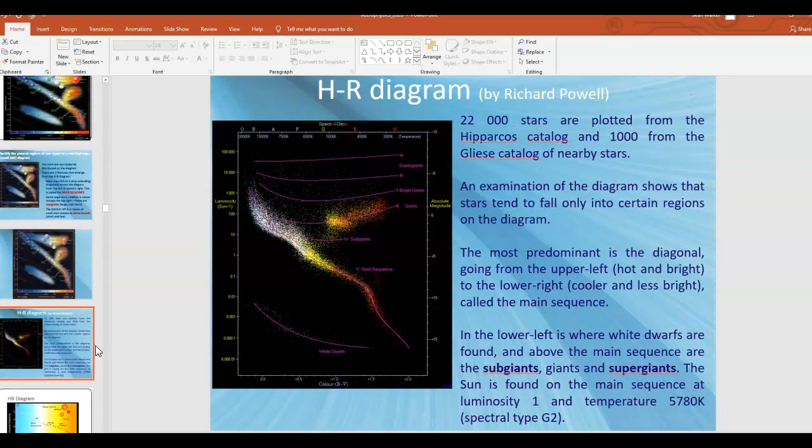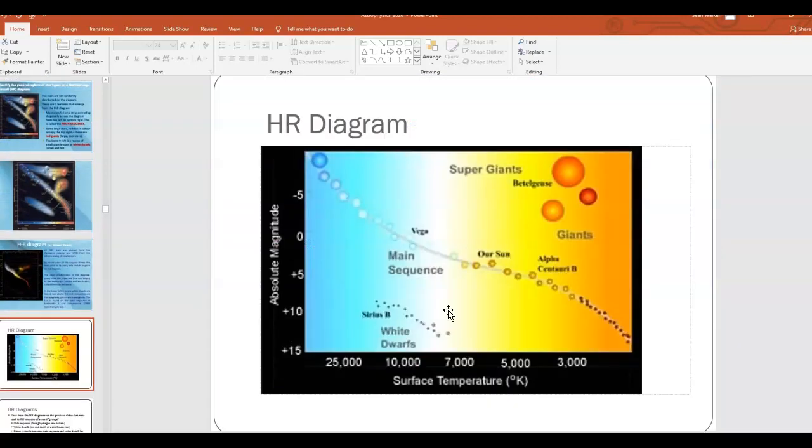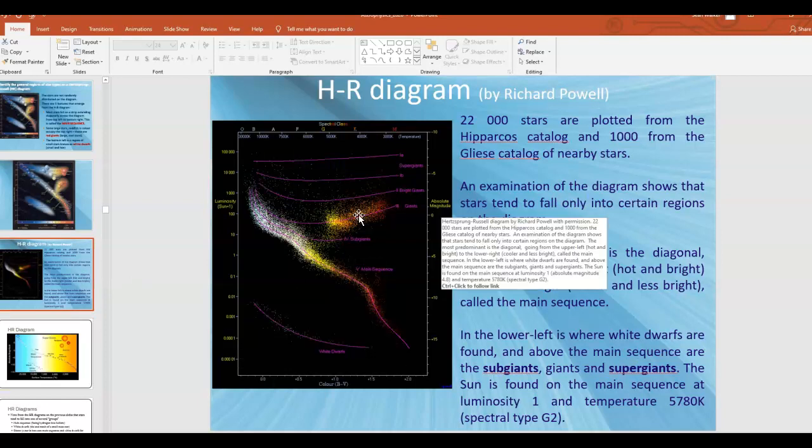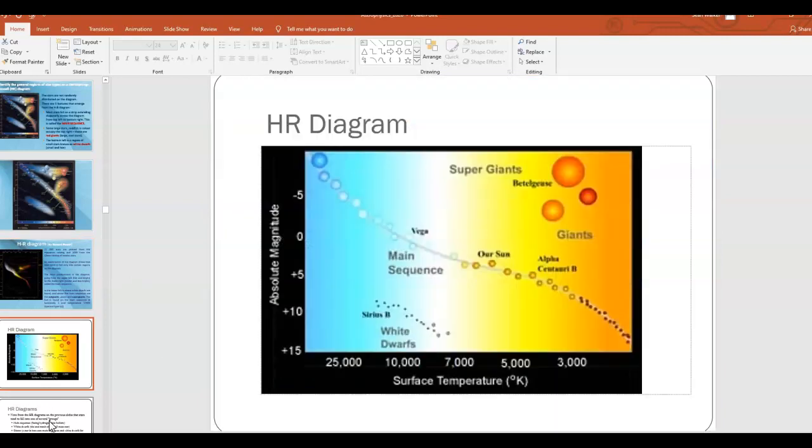Although you should be aware, I'm just going to go through these. These are basically all just examples of HR diagrams. None of them are really new or anything. They're just different formats of the same thing.